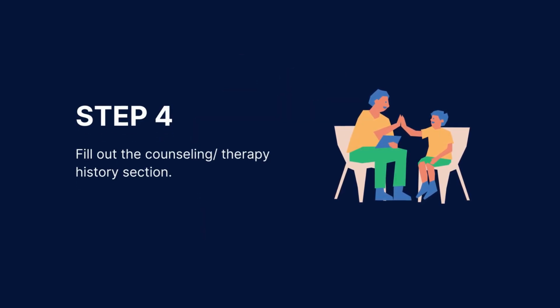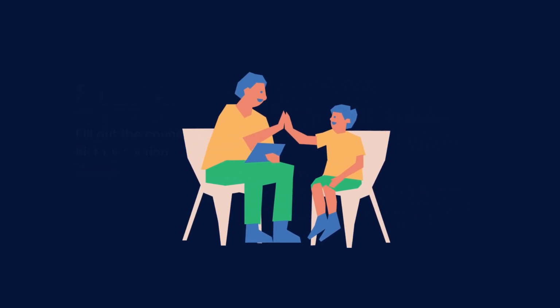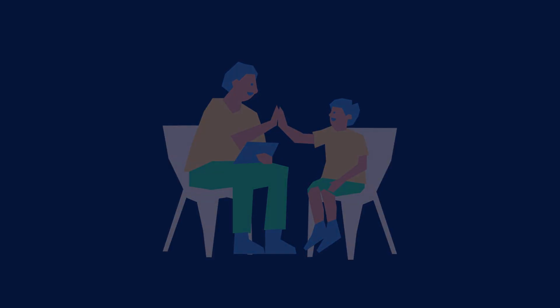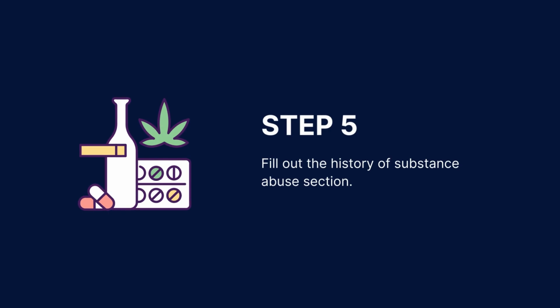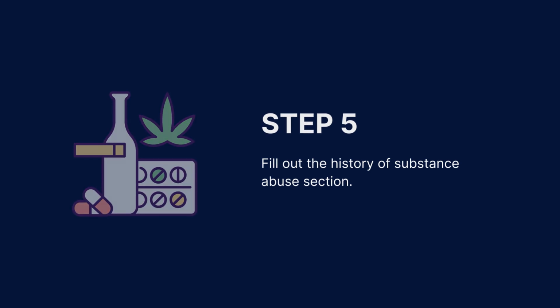Next is the counseling history section. There will be questions about the person seeing a counselor or therapist before or not, and if they did, what did they like the most about the experience and what they didn't like the most. Next is the history of substance abuse section. If the patient has a history of substance abuse, they will answer questions about alcohol, tobacco, and drugs.